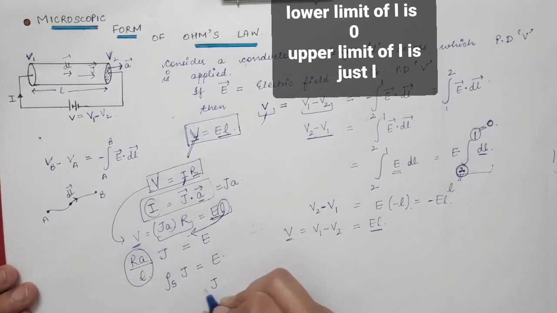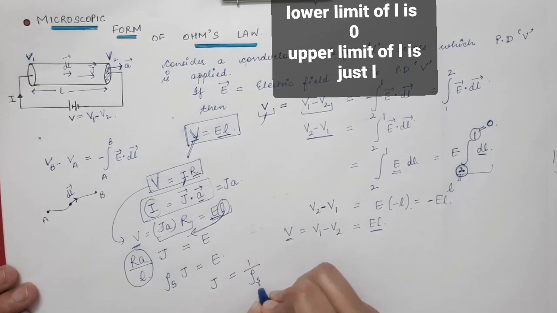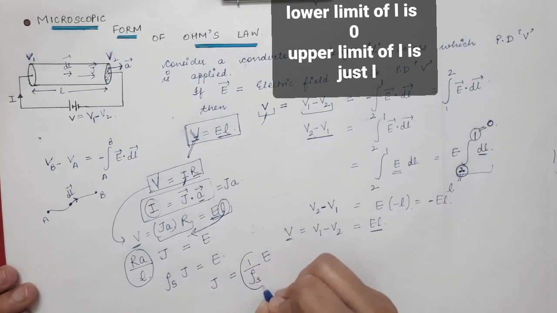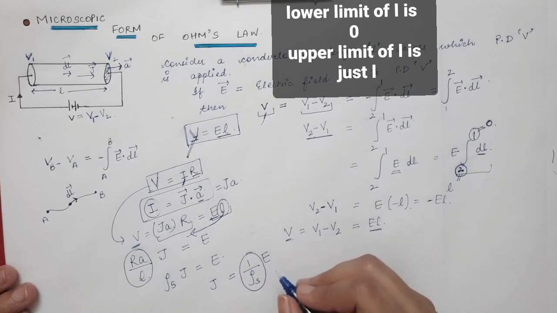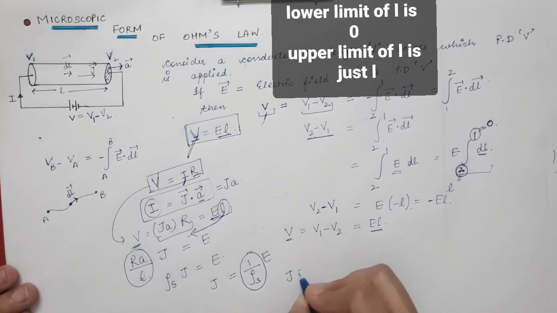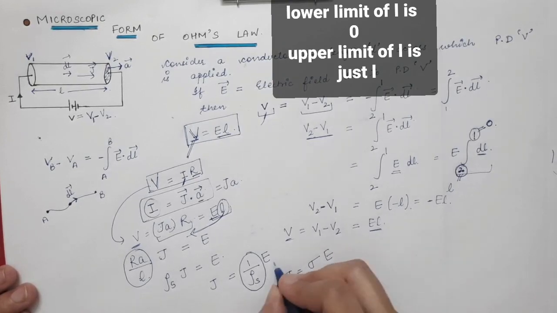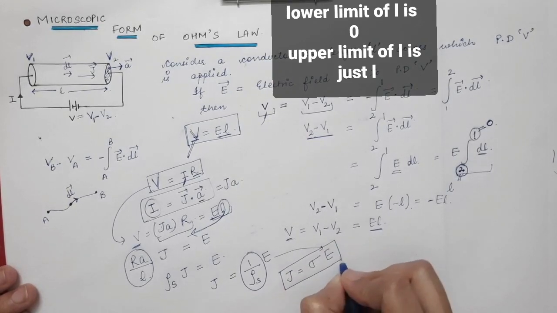So this is the specific resistance into J as it is equal to the magnitude of the electric field. From here, J can be taken on one side and you can take this resistivity on the other side into E as it is. And we have also done in the previous lecture that what is 1 by resistivity? What is the reciprocal of resistivity? That is nothing but conductivity. So J is equal to conductivity, represented by sigma, into E as it is. So J is equal to sigma into E.